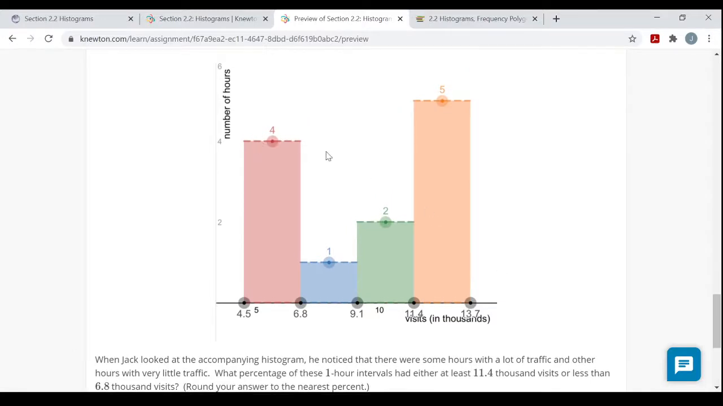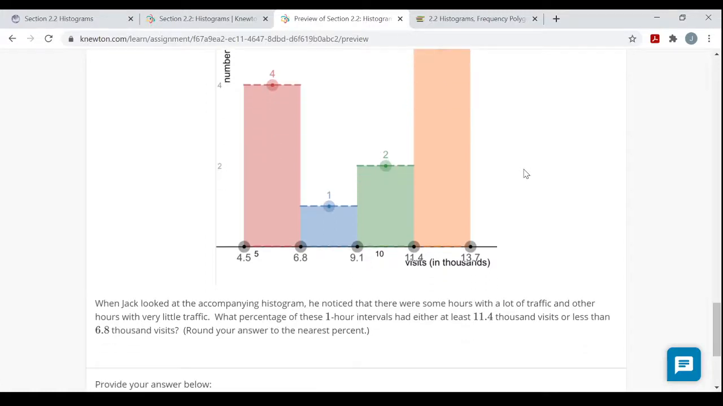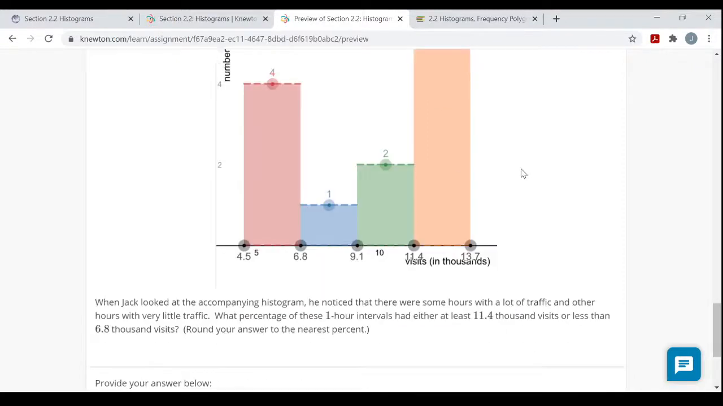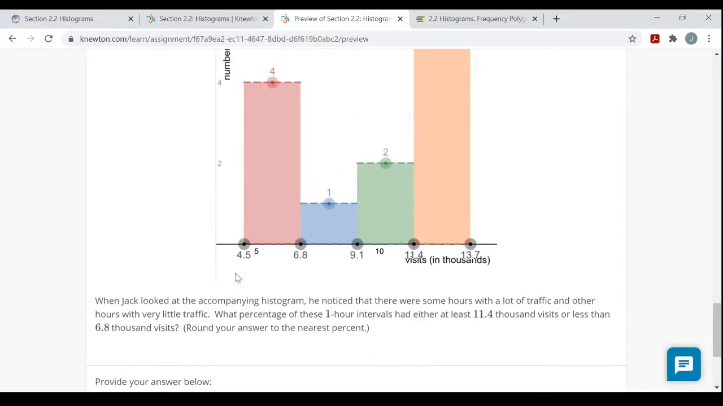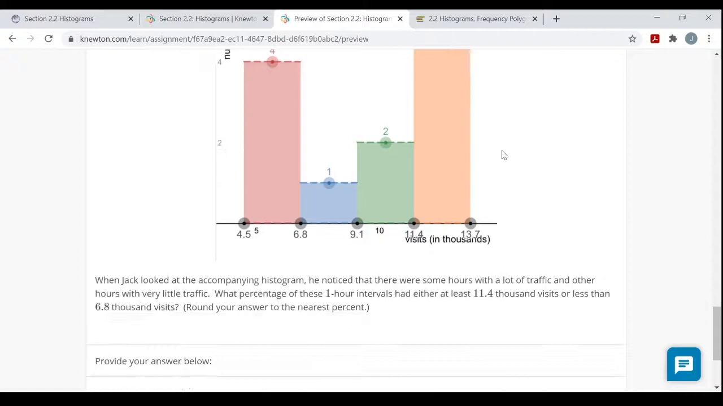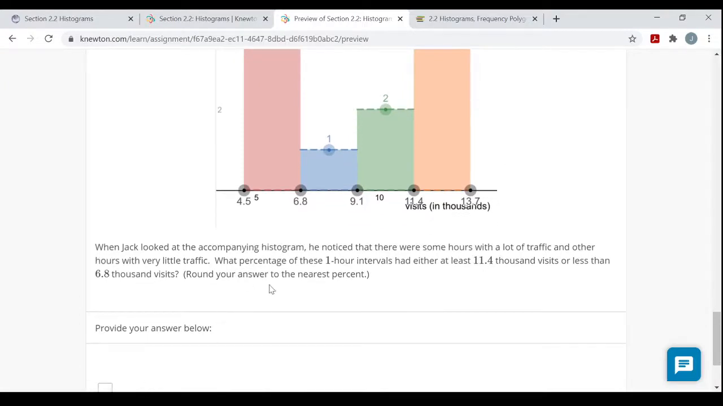So there are a total here. Now, if we're going to calculate percentage, we got to know how many there are total. There were 5, 2, 1, 4. That's 12. There are 12 hours he looked at. And what ones had at least 11.4 thousand visits? That's this last bar. So 5 of them. Or less than 6.8. That's the first one. 4. 5 and 4 is 9. 9 out of 12 of these hours satisfied these conditions.